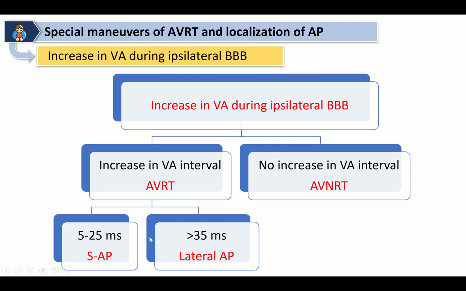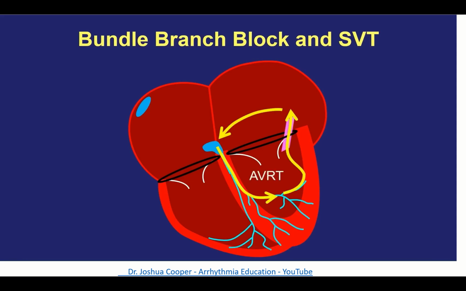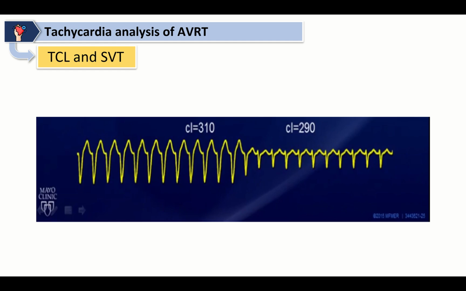If there is a slight increase, about 20-25, it is septal accessory pathway, and we know about this in left lateral accessory pathway. If the patient develops left bundle branch block, there will be a dramatic increase in VA interval, more than 30-35 milliseconds, confirming left lateral accessory pathway.